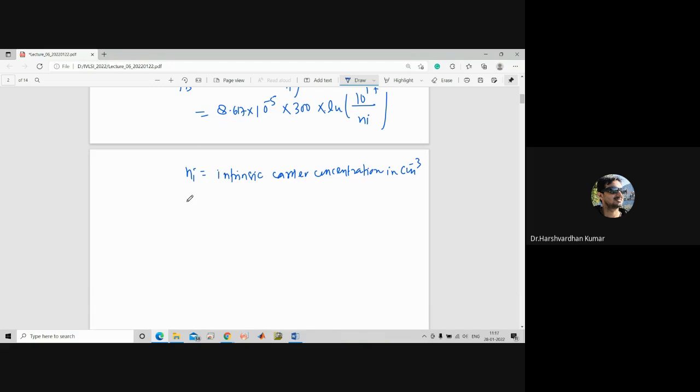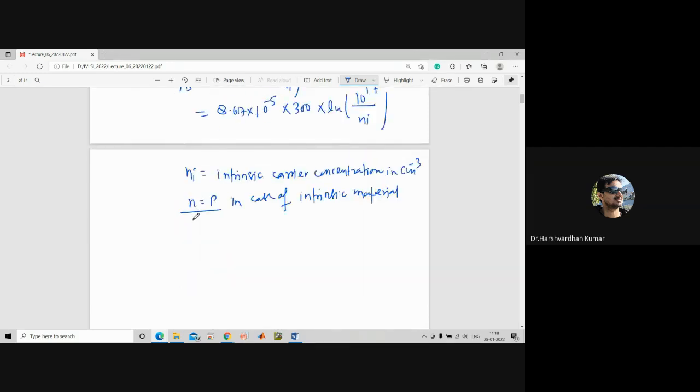It means that the number of electrons and the number of holes will be equal in case of an intrinsic material. That's why I always suggest you all to revise the semiconductor. Whenever we talk about the intrinsic material, it means that in that material, the number of electrons and the number of holes will be equal.